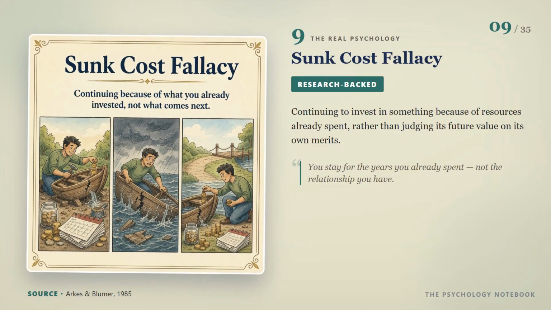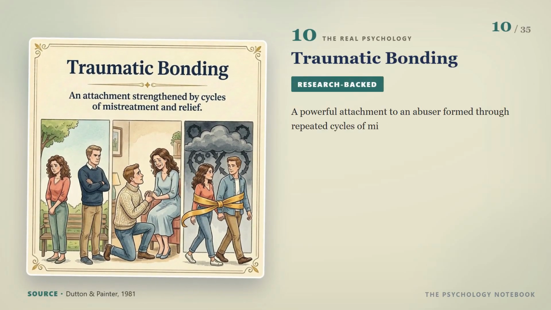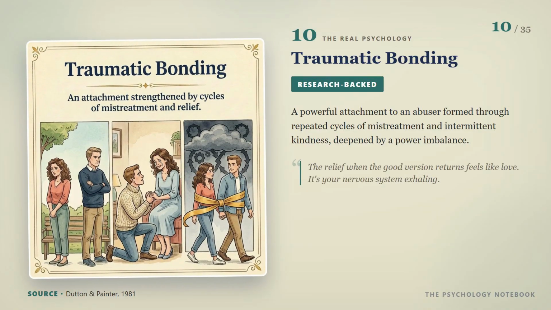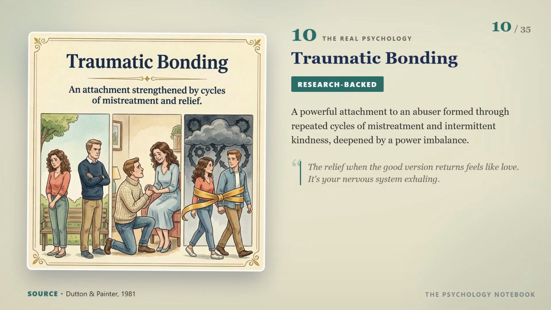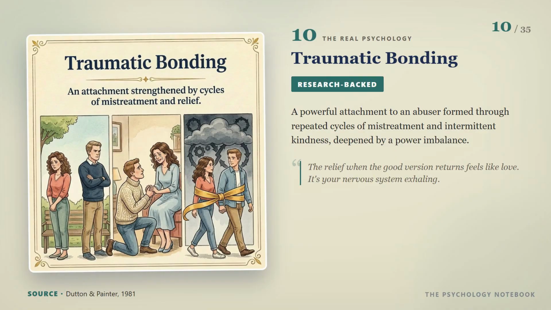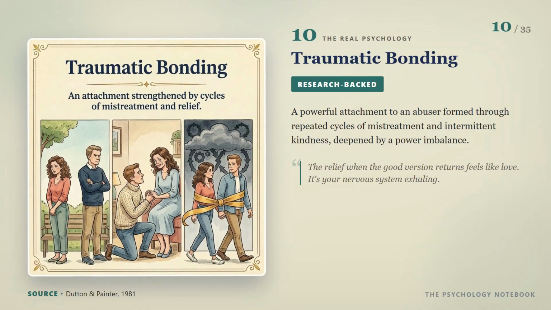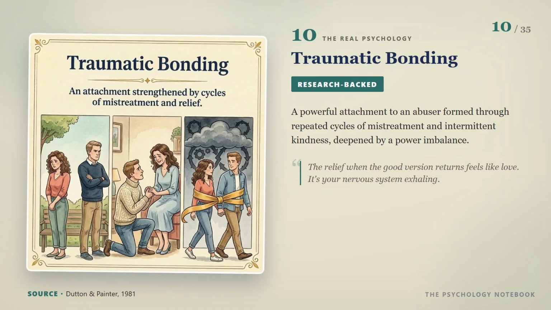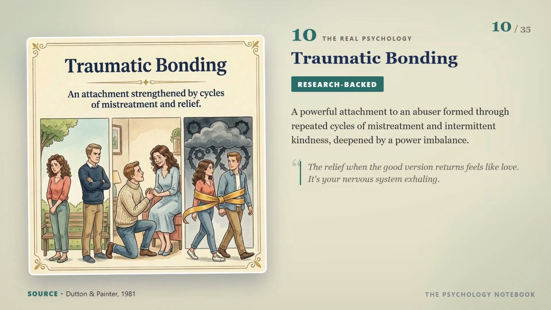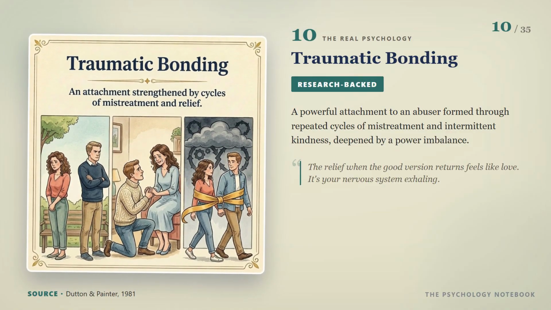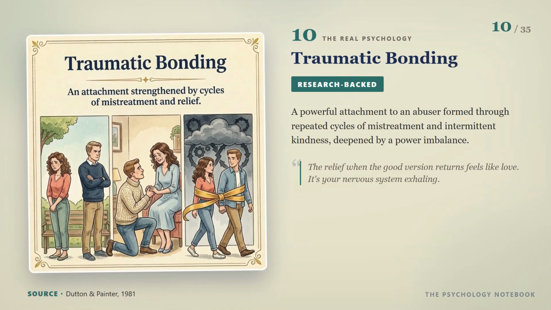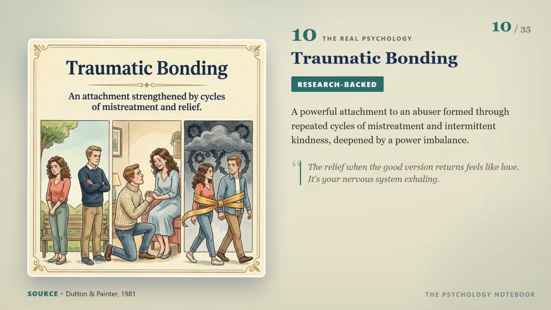10. Traumatic bonding. Number 10 is traumatic bonding. You will often hear this called trauma bonding online, but the original term was traumatic bonding. It describes a powerful attachment that can develop in an abusive relationship with a power imbalance and an unpredictable cycle of mistreatment followed by kindness or relief. The caring version of the person returns, and that moment of relief can strengthen the attachment even though the relationship is still harmful. This is different from two people simply bonding over a difficult experience.